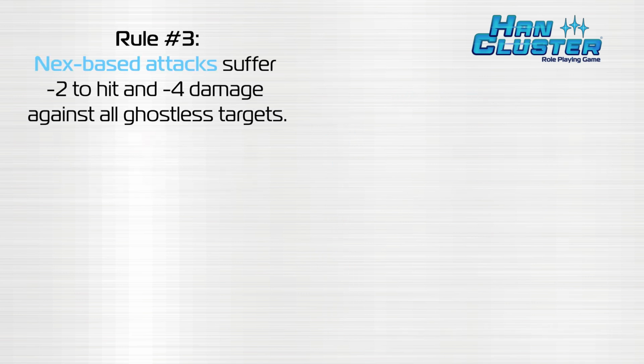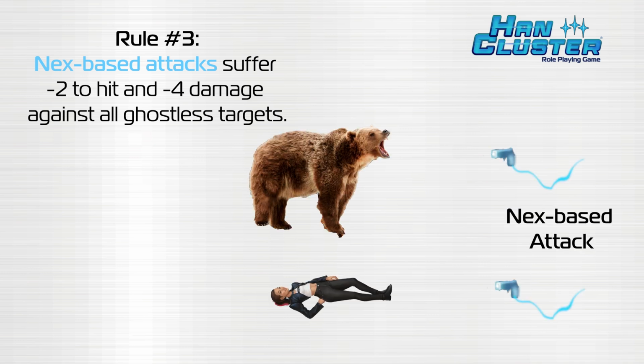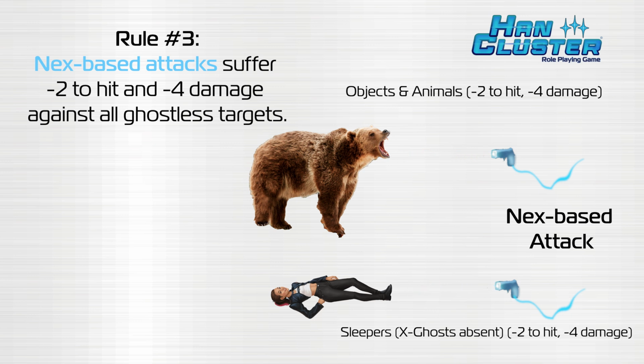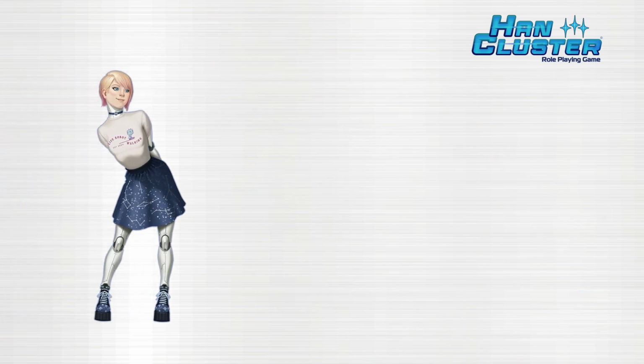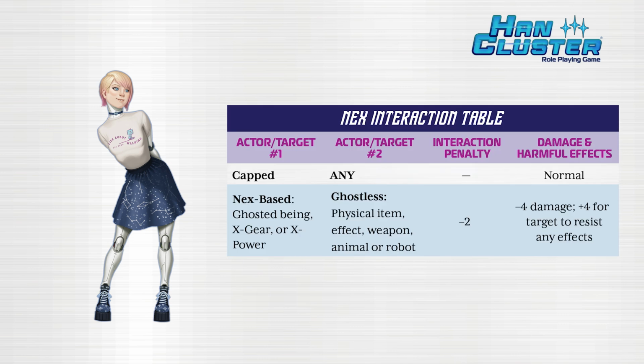And finally, rule number 3. Neck-based attacks are less accurate and effective against ghostless targets. These include objects or animals that aren't linked to the necks, and sleepers whose X-ghosts are temporarily absent. That's it. You might want to review that, but it's less complicated than it sounds. Here's a handy table that breaks these interactions down into simple terms. Pause the video to get a look.